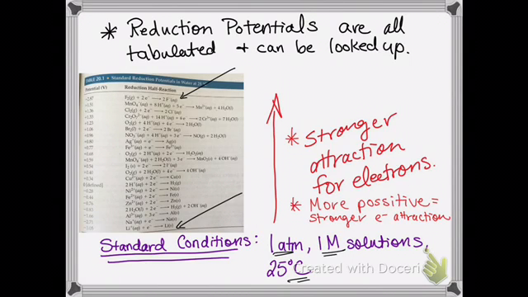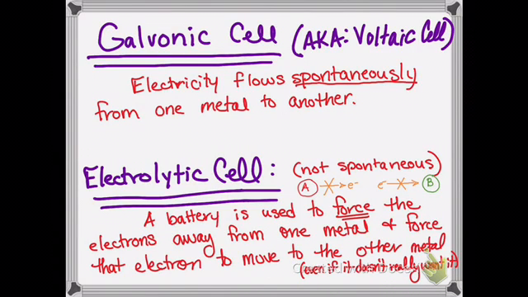All right, so those are called standard reduction cell potentials, or half cell potentials. The next thing that we have to clarify is the difference between a galvanic cell and an electrolytic cell. Galvanic cells are sometimes called voltaic cells, and these are the type of reactions that occur spontaneously. You have one metal that definitely wants to lose electrons, and the other metal that would like to gain those electrons for you. The electricity flows spontaneously from one metal to another. We don't have to push it.